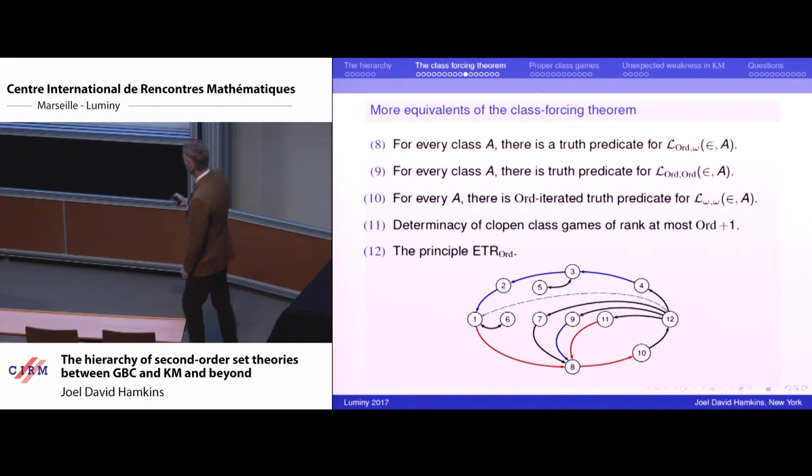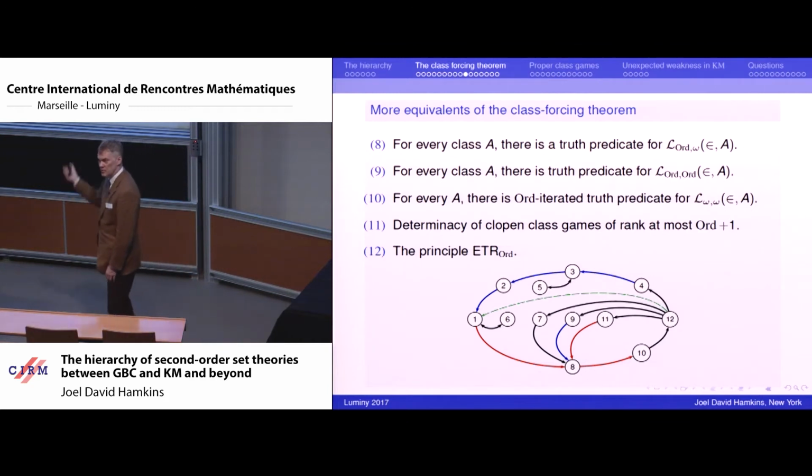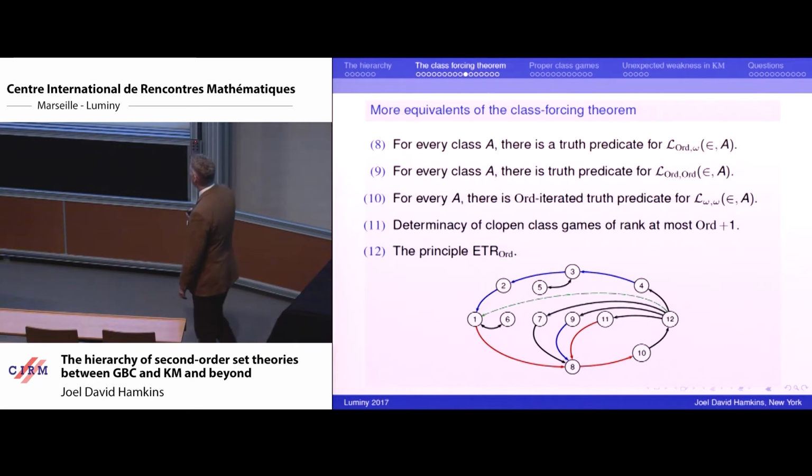This is the implication diagram that we used to prove these equivalences. So you can see statement 12 is kind of central here. That's the ETROrd, and it implies everything. 1, 2, 3, and 4 were the forcing relations. So this was the uniform infinitary one. That's the uniform first order one. This is the scheme first order one. And this was the atomic forcing relation.